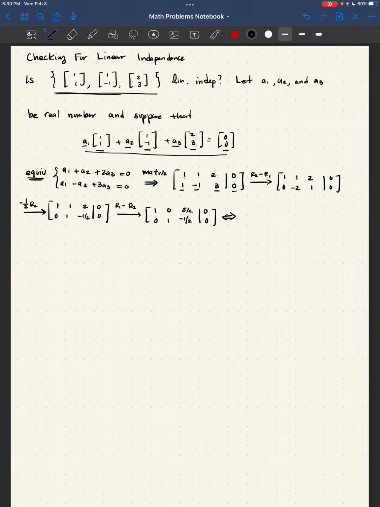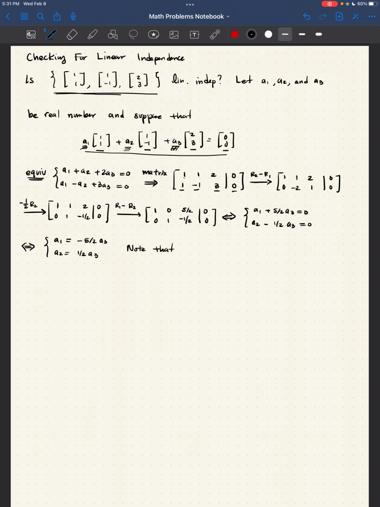Now, we recapture what the system indicates. So this says that A1 plus 5/2 of A3 is 0, and that A2 minus 1/2 of A3 is 0. Of course, we can rewrite this into an equivalent form, that is A1 is equal to negative 5/2 of A3, and that A2 is equal to 1/2 of A3. Now, look, this actually is exhibiting a dependence of these coefficients in terms of this one. So I don't think that the collection is going to be linearly independent, but let's be very concrete.